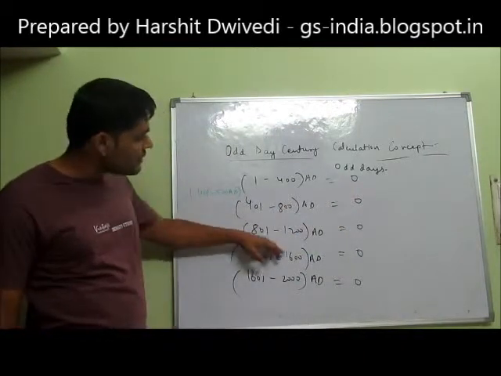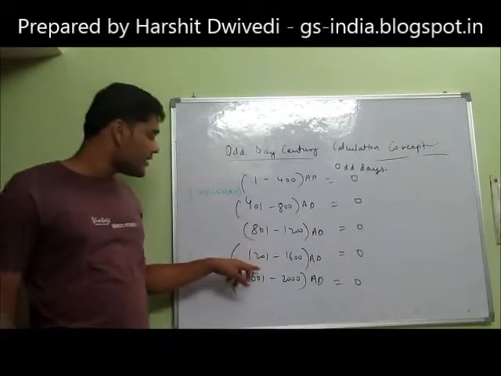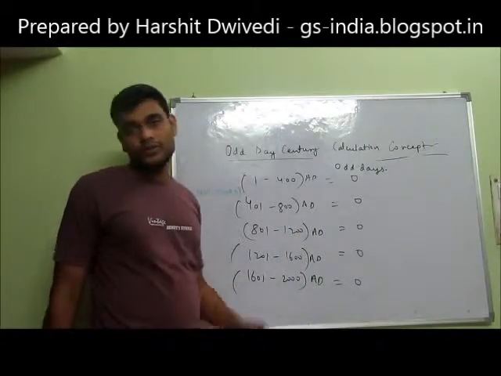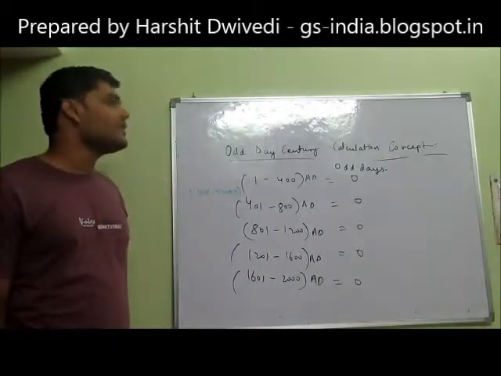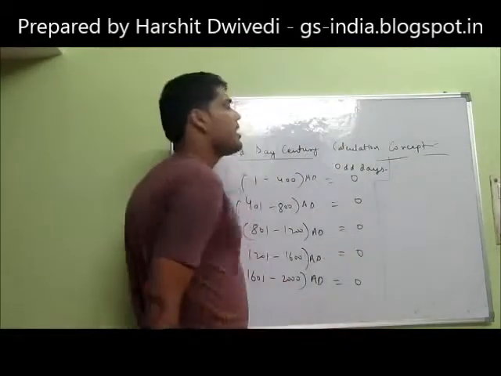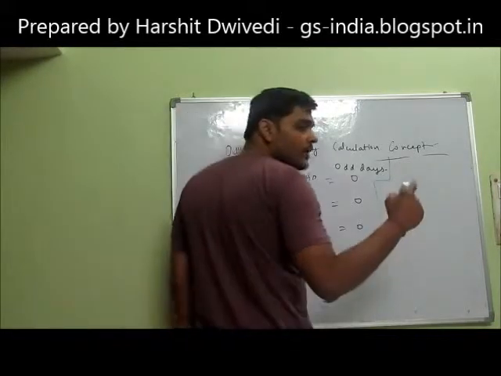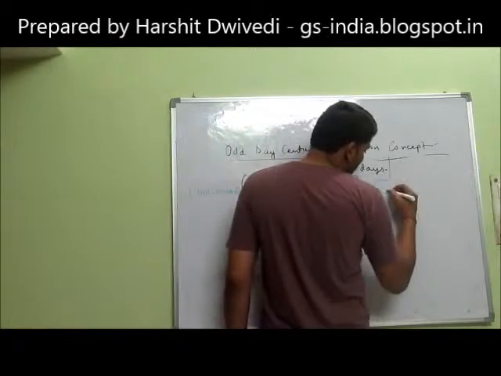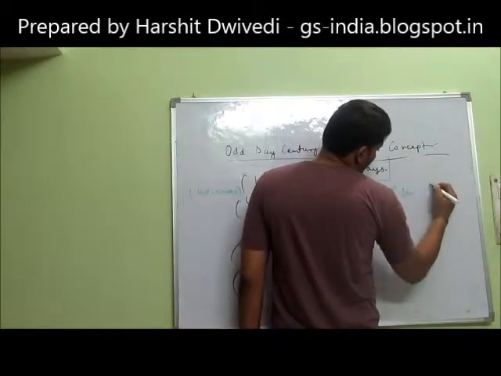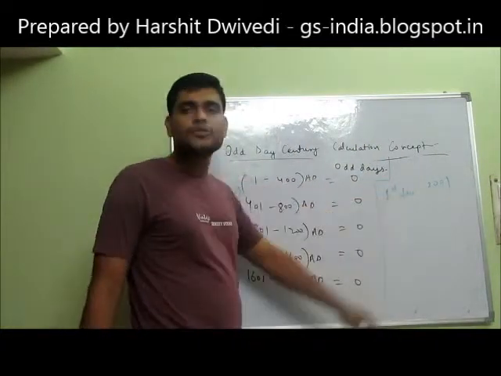Similarly the next group of 400 years, 801 to 1200 AD, has 0 odd days. The next group, 1201 to 1600 AD, has 0 odd days. 1601 to 2000 AD, 0 odd days. So the point is, suppose I give you a question and ask what will be the day according to our Gregorian calendar on 1st of January 2001. Can you tell the answer now?